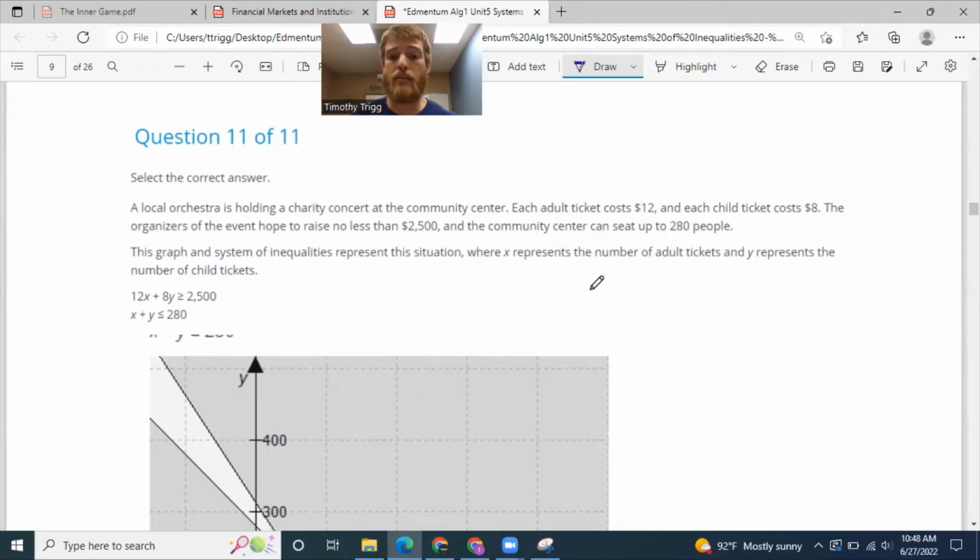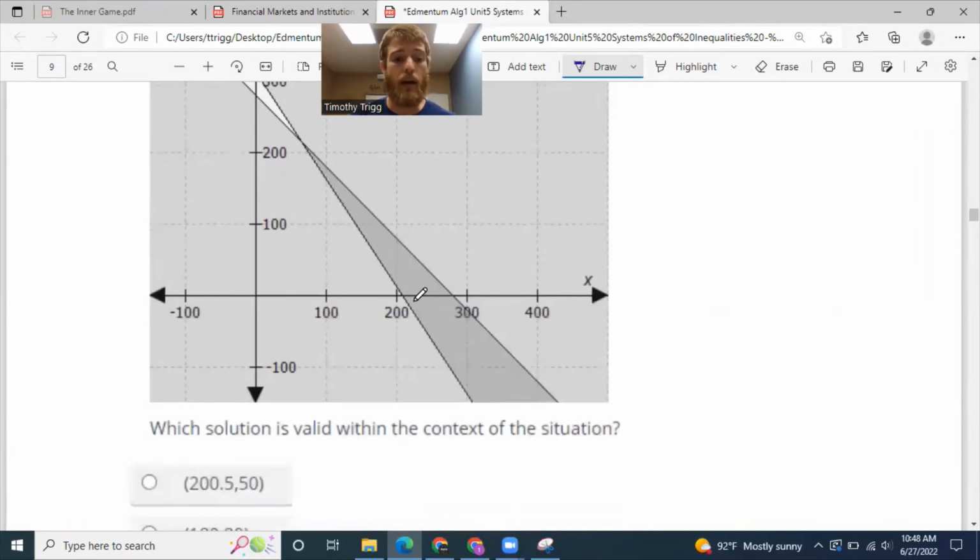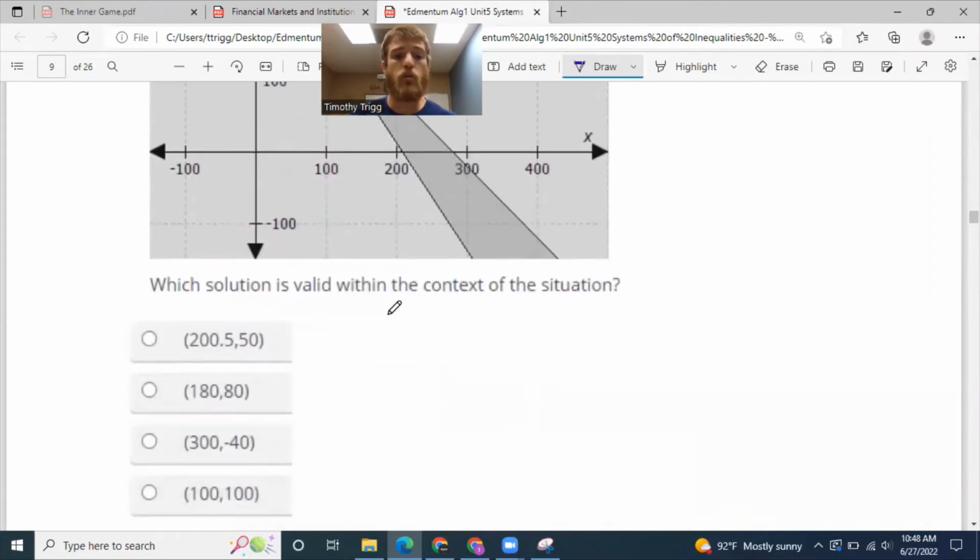X represents the number of adult tickets. Y represents the number of child tickets. So we can see the system here, okay? And we can also see the graph here. So which solution is valid?